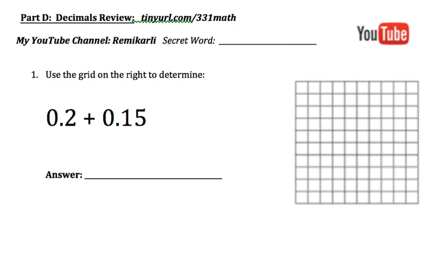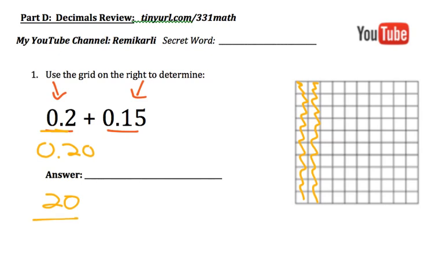Alright, so let's solve this one. But hopefully you're no longer thinking in your head 0.2 and 0.15. I really hope you see this guy and you say, oh, that's 2 tenths. And this is 15 hundredths. So, okay, 2 tenths. 2 tenths is the same as 2 dimes, which is 20 cents or 20 hundredths. So I'm going to start by shading in a tenth and another tenth, which really is the same as 20 hundredths.